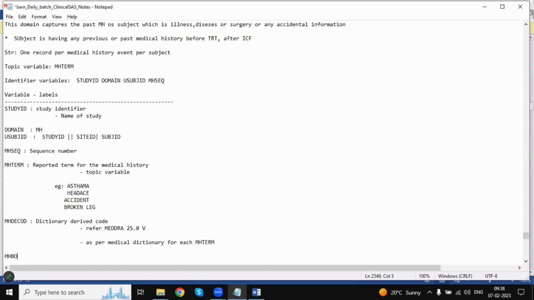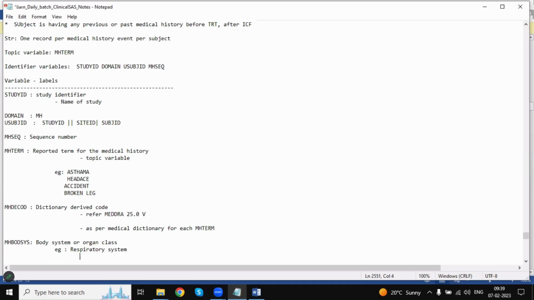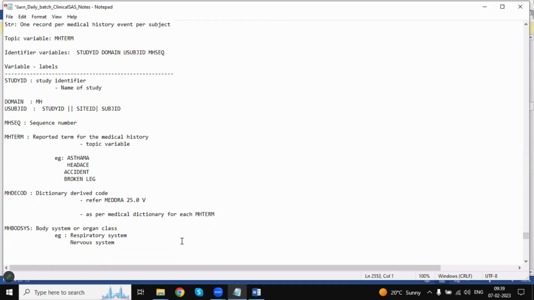Next, MH body sys. Body system or an organ class means due to this medical problem, for example, due to this asthma, maybe his respiratory system is affected. Which body system is affected, which organ class is affected, that we have to capture. Or else maybe his nervous system is affected. Which body system is affected? That we have to catch.